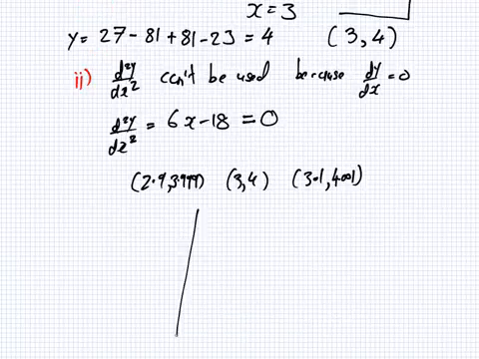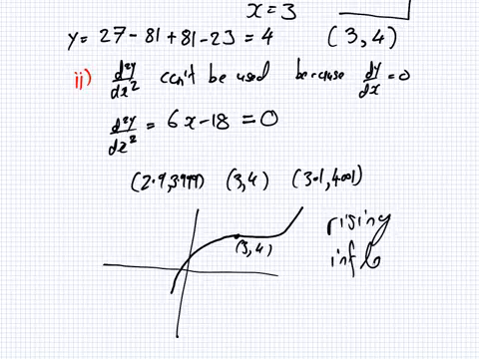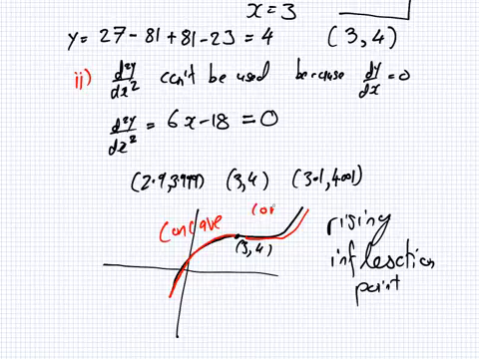So here, this is a rising inflection point. So what's happening here is this shape here, this is concave, and then this one here is convex.